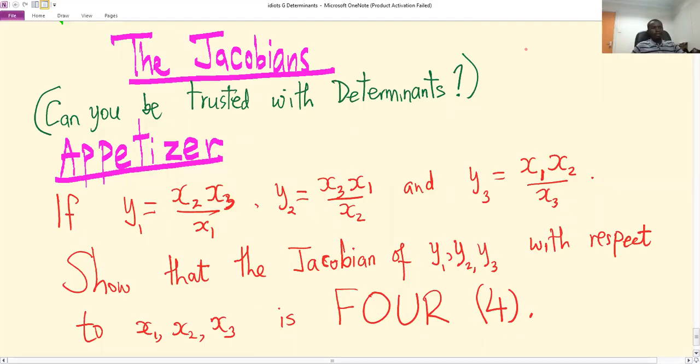Welcome to this session. This session will evaluate the determinant of three variables, y1, y2, and y3. And we have already been given the answer to be 4. So our task is to manipulate the Jacobian and to see that we are ending up with the answer as 4.